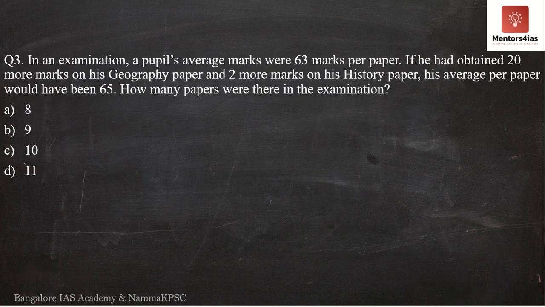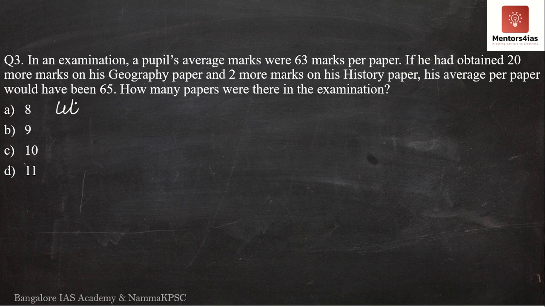Question number 3 says, in an examination, a pupil's average marks were 63 per paper. Now, if he had obtained 20 more marks on his geography paper and 2 more marks on his history paper, his average per paper would have been 65. So, how many papers were there in the examination? We have to find out the number of papers that he has written in his examination.